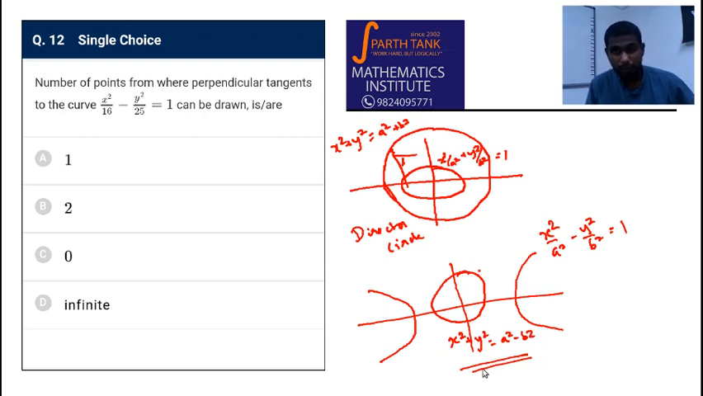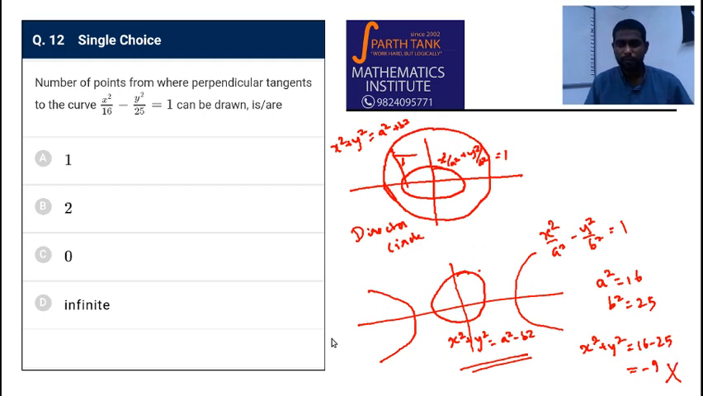Whereas here you have to be careful whether this exists at all. Take our hyperbola. In our hyperbola, a squared is 16 and b squared is 25. Therefore the circle is x squared plus y squared is 16 minus 25, which is minus 9. This is impossible. Sum of two squares cannot be negative. So such a circle cannot exist at all. Which means that for this particular hyperbola there is no director circle, and therefore there cannot be any perpendicular tangents from an external point. You cannot find points which will give perpendicular tangents to the hyperbola.